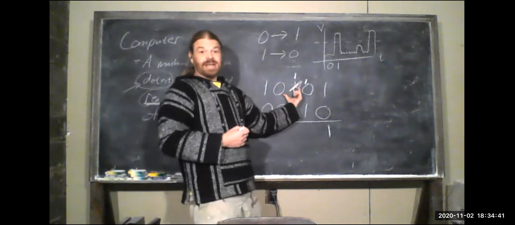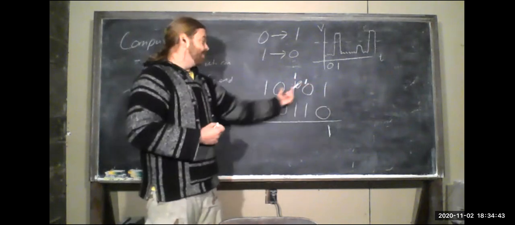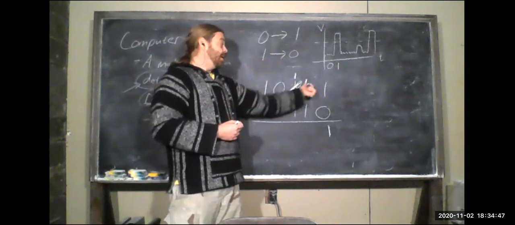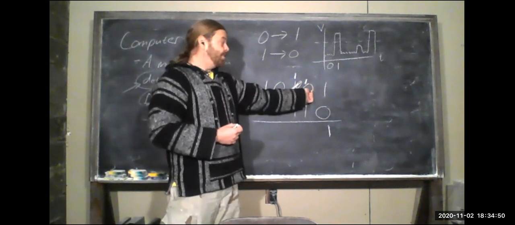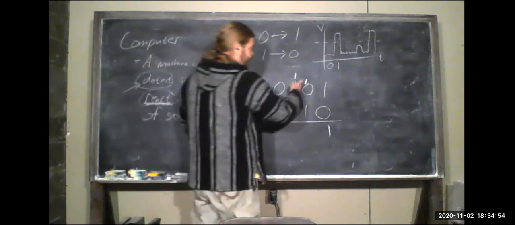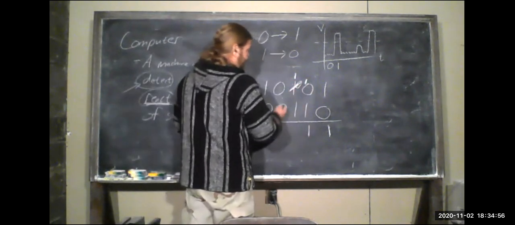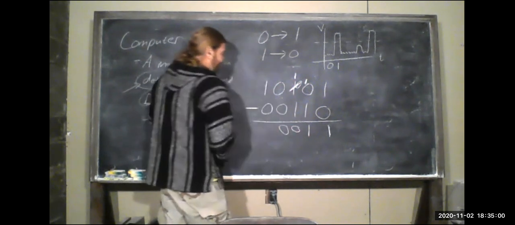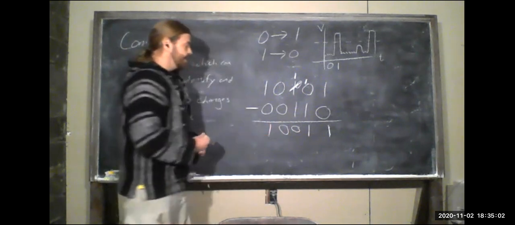A lot of people get confused on that and want to borrow this entire one, but remember this one is a power of 2 bigger. If we're going to borrow 2 from it, that still leaves us 1 behind. So then 2 minus 1 leaves us 1. 1 minus 1 is 0. 0 minus 0 is easy, and 1 minus 0 is easy again.